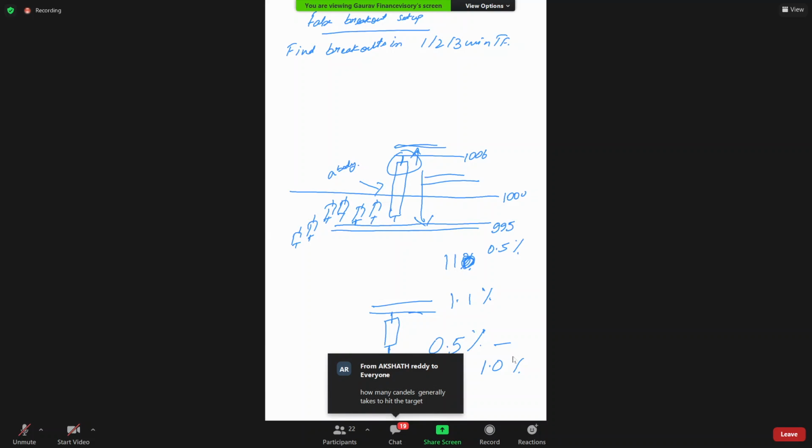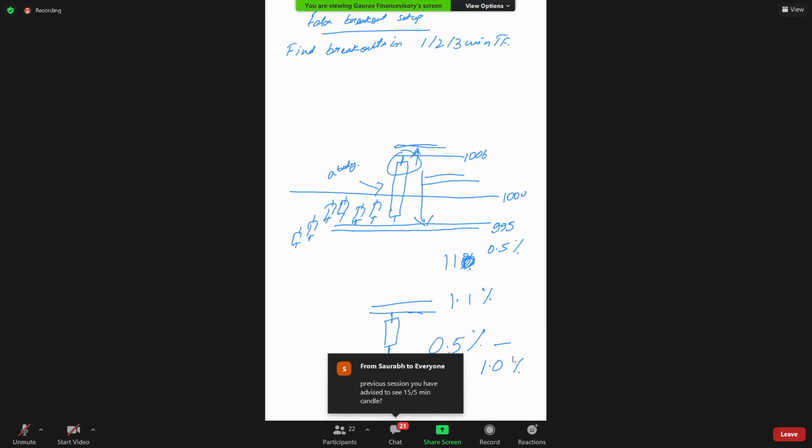How many candles generally take to hit the target? So candles, I don't count candles. Approximately, if the market is sideways and the stock is responding totally according to my setup, I don't know how much time it will take, but it will hit my target in maximum 1 hour.